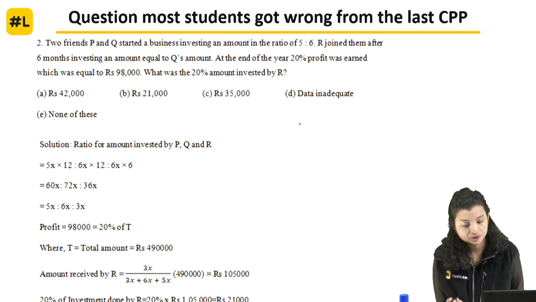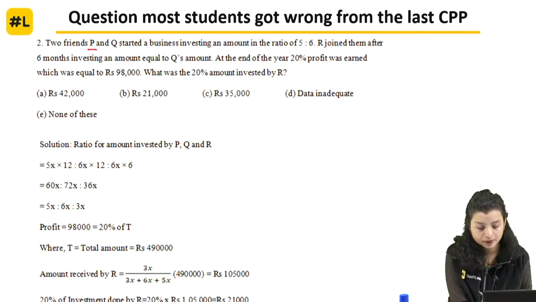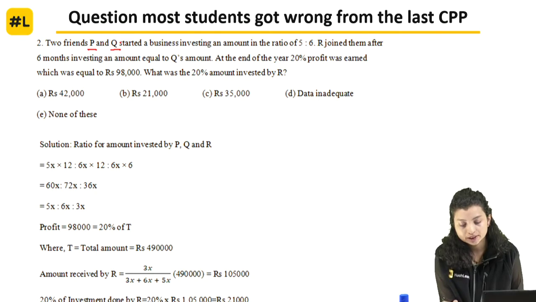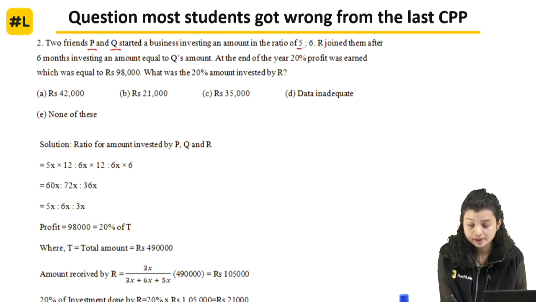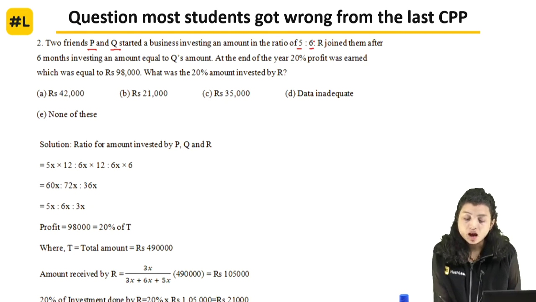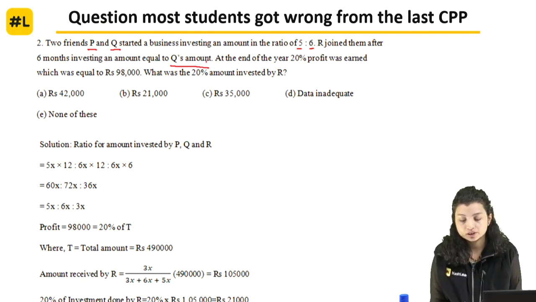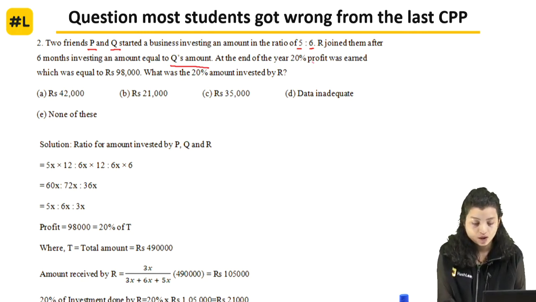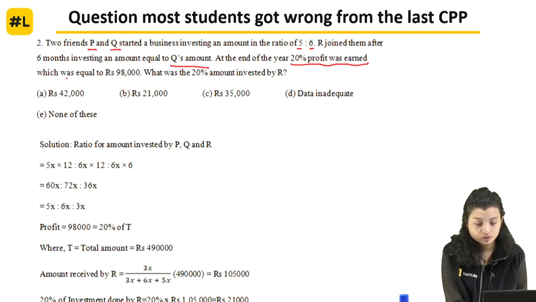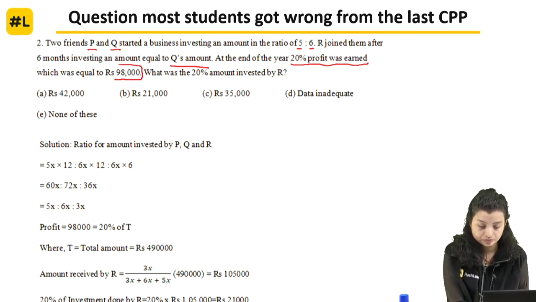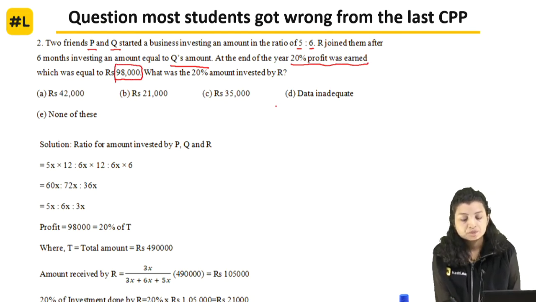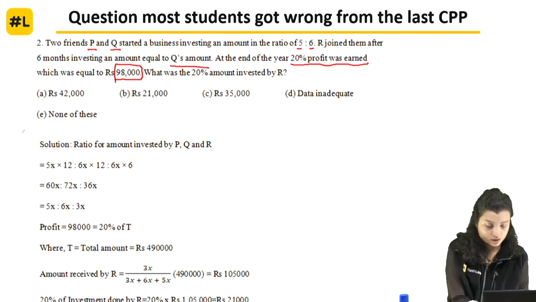Okay, let's read the question. Two friends, P and Q, started a business investing an amount in 5:6 ratio. R joined after 6 months, investing an amount equal to Q's amount. At the end of the year, 20% of profit was earned, which is equal to 98,000. What is the 20% of the amount received by R? Okay, so this is the solution.